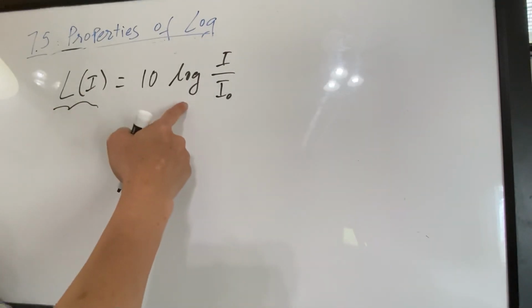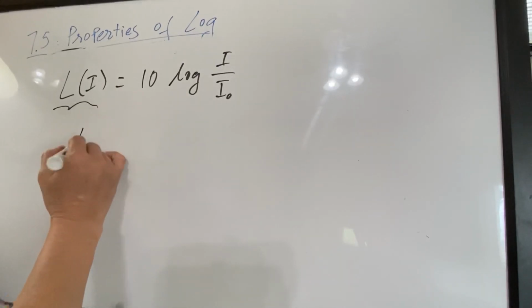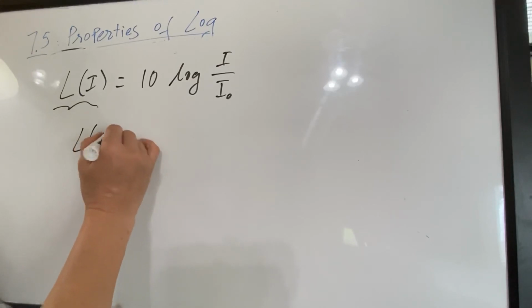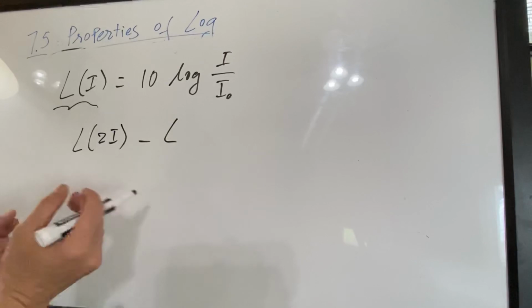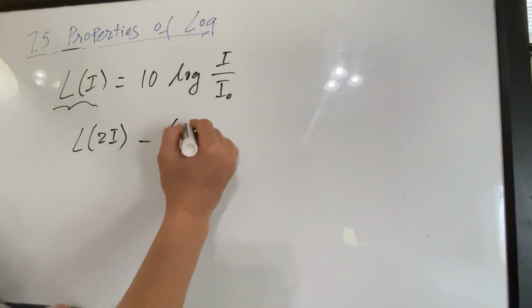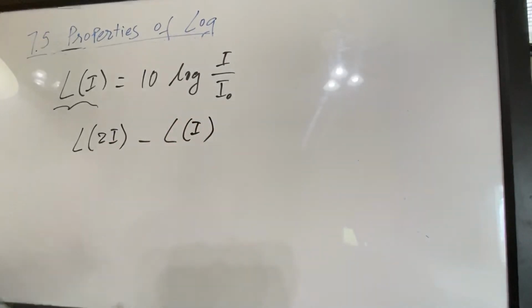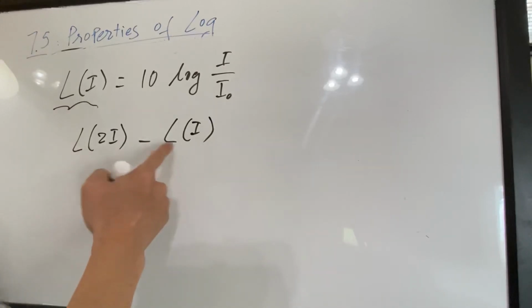Okay, look, rewrite the formula. You want to double that, so take the new loudness, with 2I, minus the loudness with I itself, measured in decibels. So just the formula. That's how you express doubling the intensity.